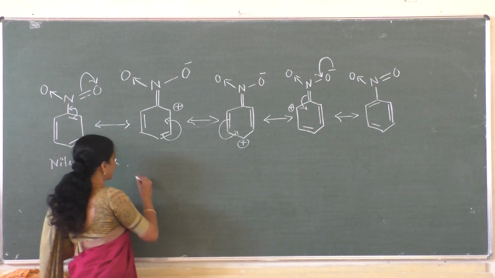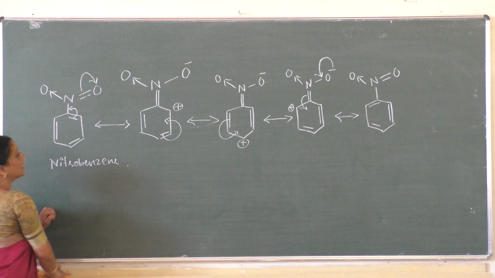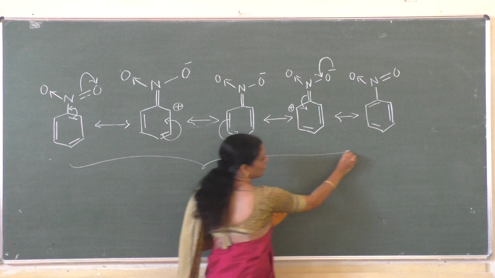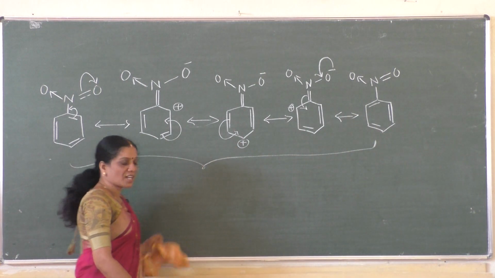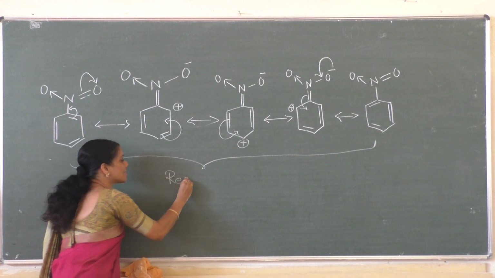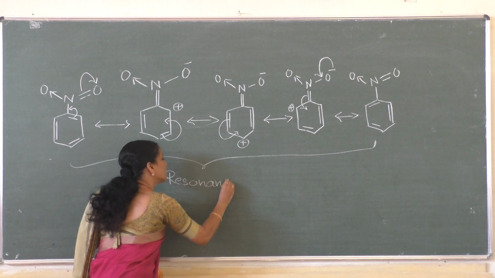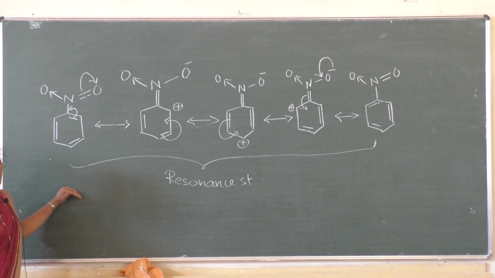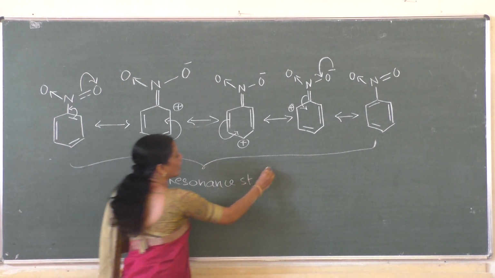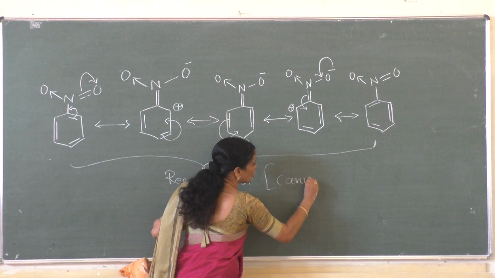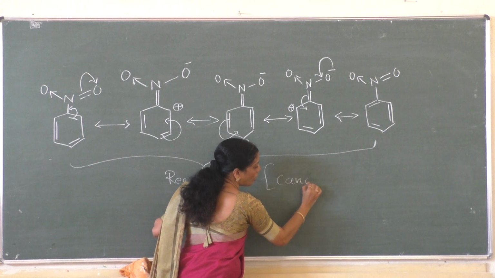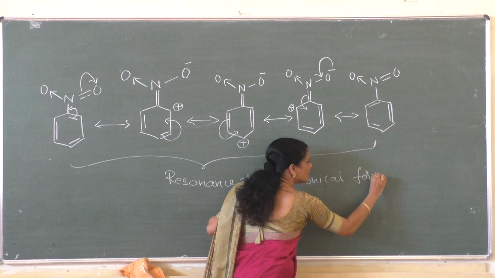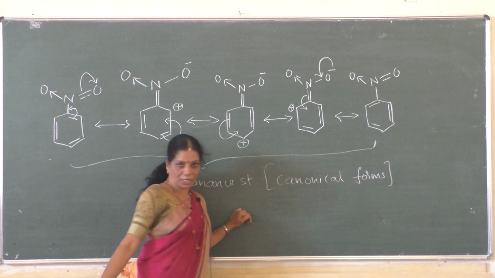Stability. Now these structures, whatever we have written, are called resonance structures. All these structures are called resonance structures. These resonance structures are also called what? Canonical forms. Resonance structures are also called canonical forms.